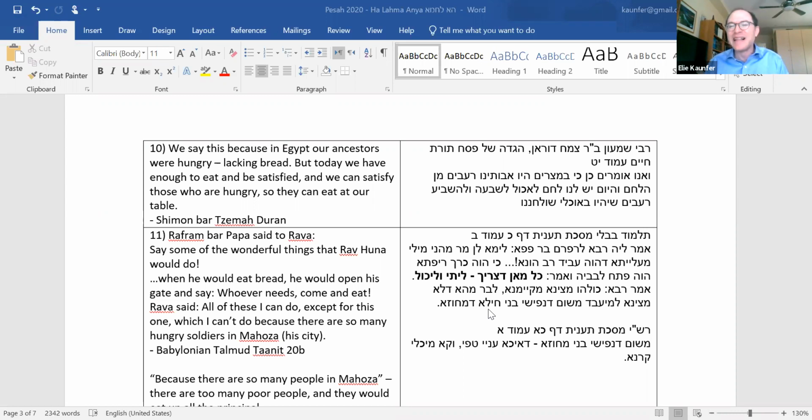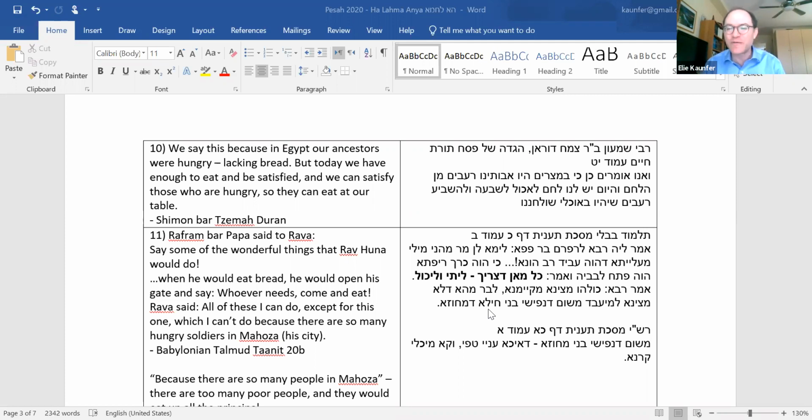And this seems to be less of a direct invitation and more of a statement of abundance. It's not literally that I'm inviting people to eat with me, although I might, if they happen to be walking by, have them come in. But it's more of a, look how far we've come. Kol dichvin yeteh, anybody who is hungry can come and eat with me because we are so far removed from the state of slavery that we used to be in, that we lived in Mitzrayim.